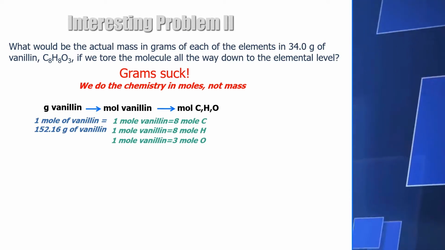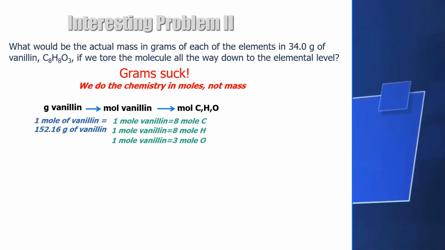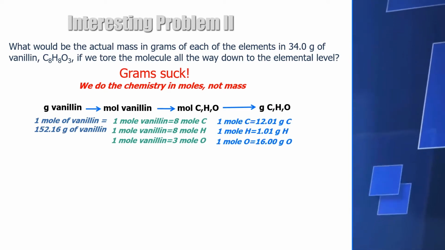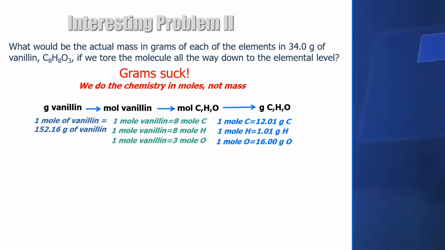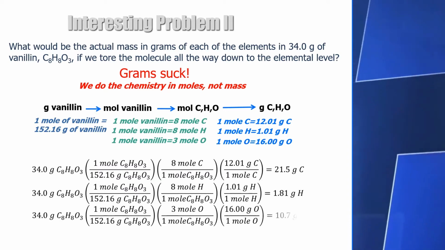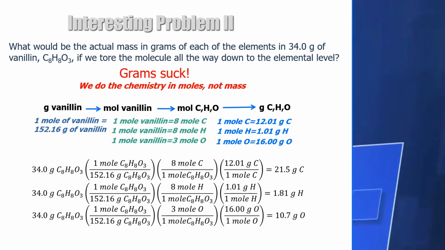Now we need the link between the moles of elements and grams of elements to finish the problem. We're already familiar with this computation. The relative atomic mass on the periodic table gives us the link between the grams of an element to 1 mole of the element. Done. Now we do the computations. If we did it right, all the masses add up to 34.0 grams. Not too bad.